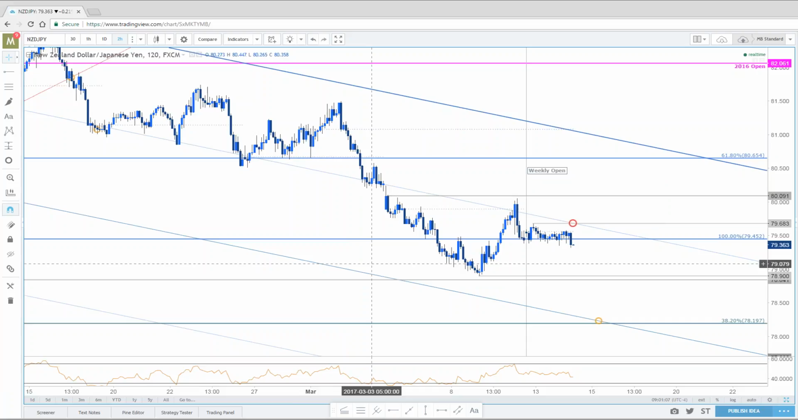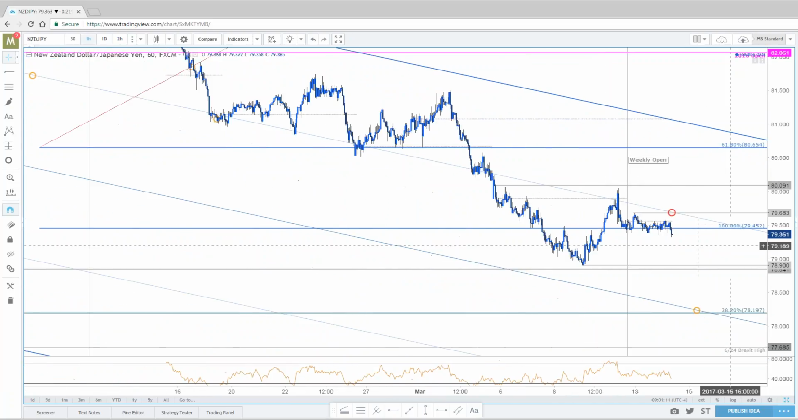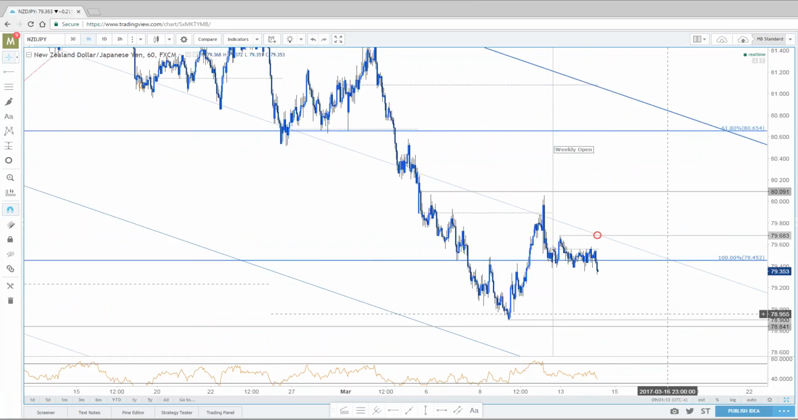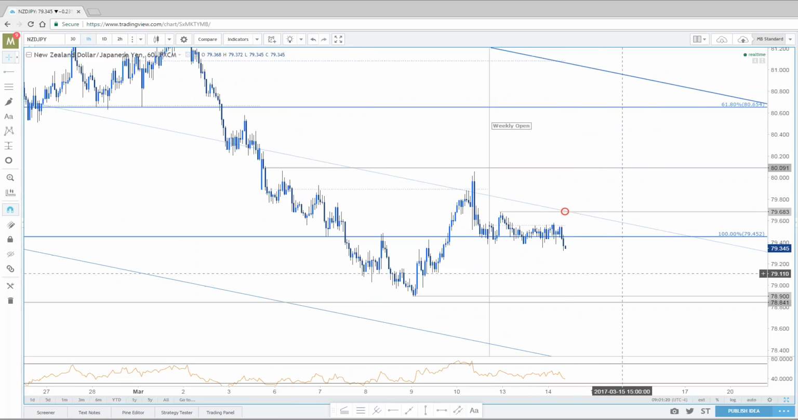Okay, any questions on Kiwi yen? I just think it's a really interesting trade, the way the weekly range is setting up super tight. Weekly opening range high, again, converges on that median line. Look for that downside move. All right, that's number 5.